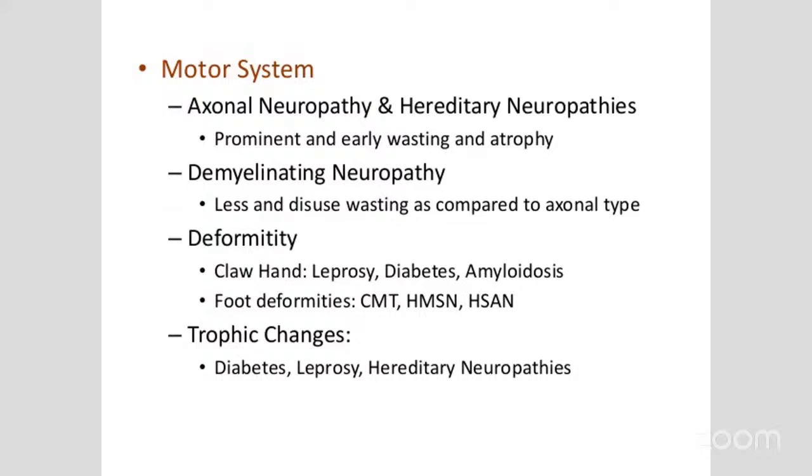Sir, we have to assess different modalities. The first modality will be fine touch. The second modality will be crude touch. The third will be hot and cold sensation. Fourth will be vibration, and fifth will be joint position sense. So how will you check hot and cold sensation? Yes, sir.